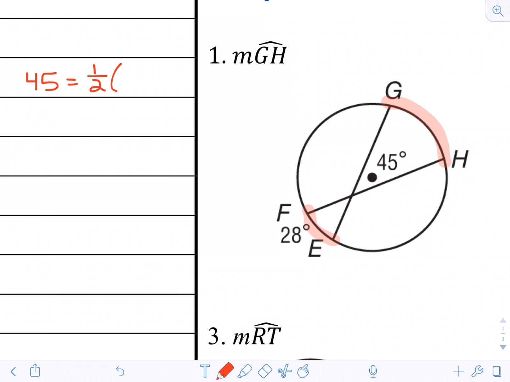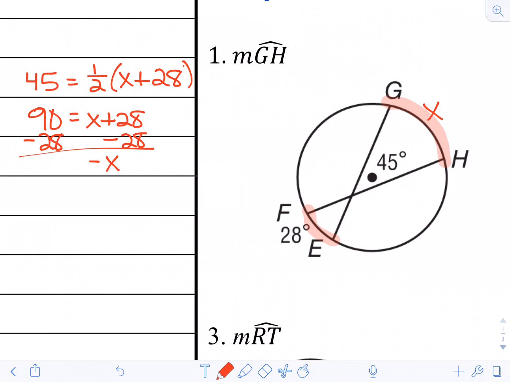I'm going to call this x over here, so it would be x plus 28. I'm going to get rid of the half, so I'm going to multiply both sides by 2. That's how I get 90 is equal to x plus 28. Subtract 28 from both sides, and we get x is equal to 62. And don't forget degrees. So the measure of your arc GH is equal to 62 degrees.